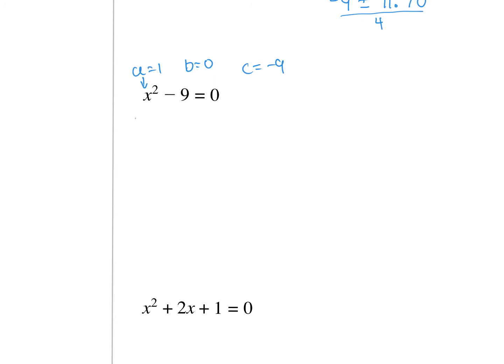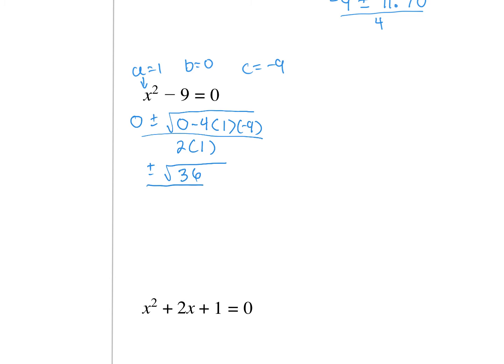So now, b, which is 0, plus or minus the square root of b squared, which is 0, minus 4. So 4 times a is 1, c is -9, divided by 2 times a, 2a is 1. So let's simplify this some more. Plus or minus -4 times 1 times -9. That is +36 if you punch it into the calculator, divided by 2. The square root of 36 is 6.